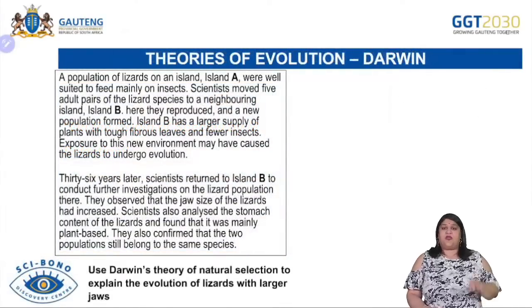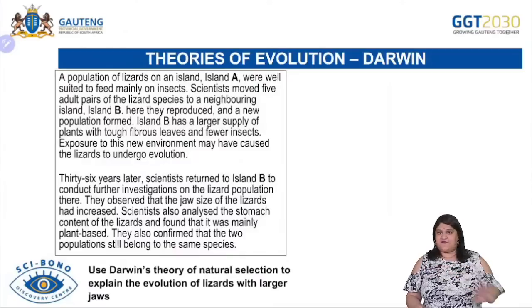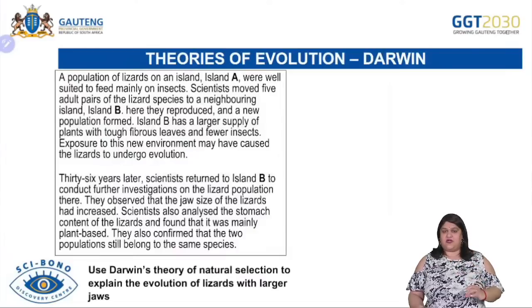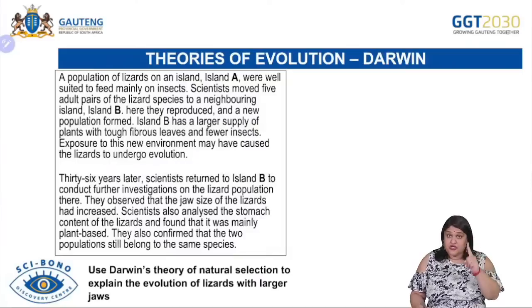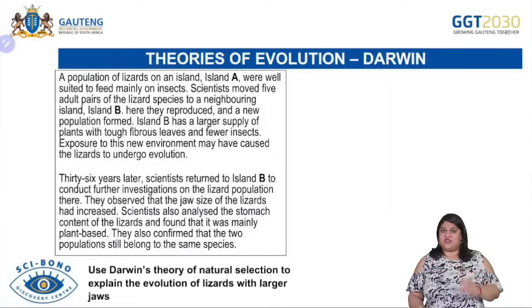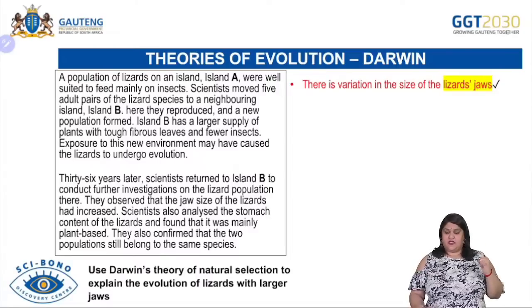Okay, now, when you get a question on natural selection and you get asked to describe the process of natural selection, you take it straight from the exam guideline. Unless they give you a scenario like in this question. They give you a scenario and they ask you to use Darwin's theory of natural selection to explain the evolution of the lizards with larger jaws. Okay, you need to take that recipe from the exam guideline and you need to apply it to this particular question.